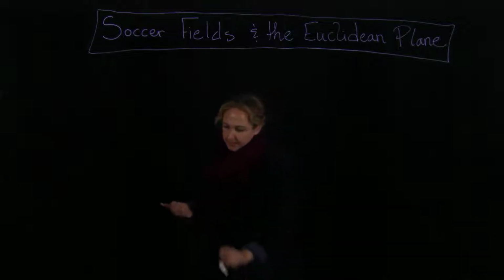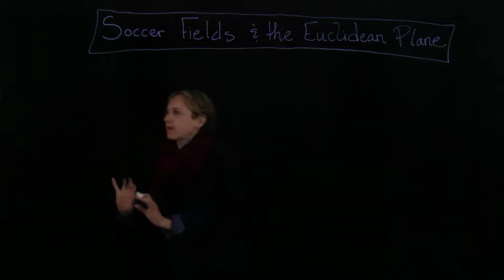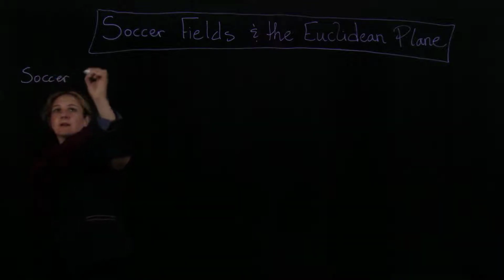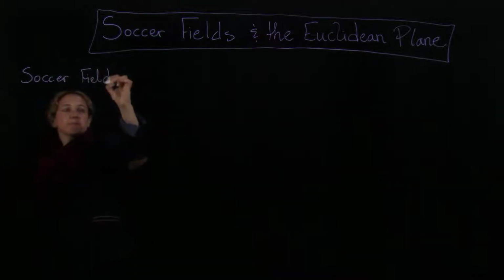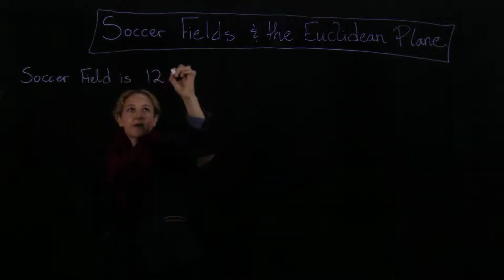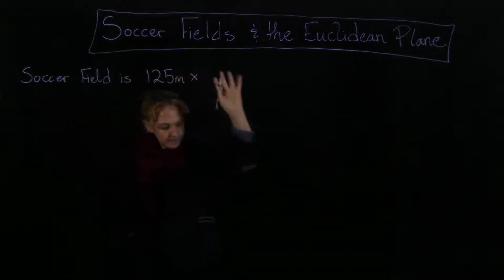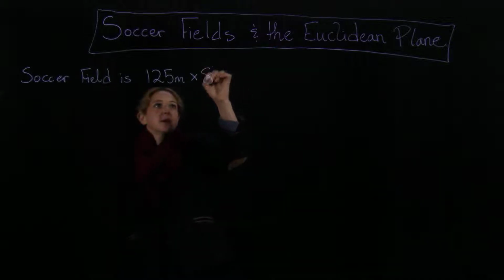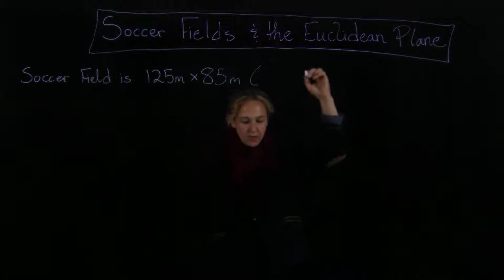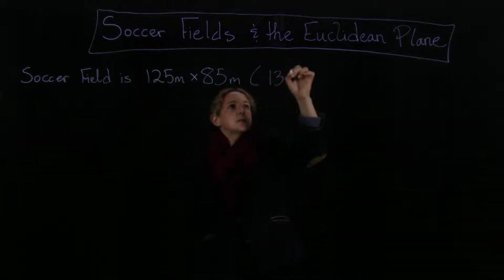So, the soccer field. A typical soccer field is going to be 125 meters. There's a little bit of variance in this, like it can be a little bit smaller, by 85 meters. So this is 136 by 93 yards.